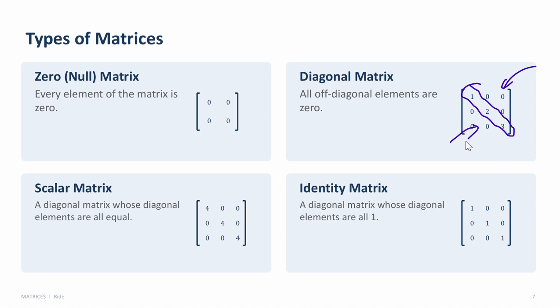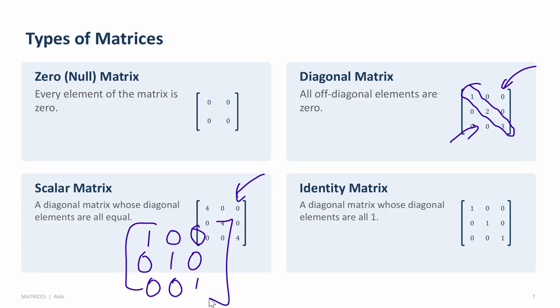If I talk about a scalar matrix, so a diagonal matrix whose diagonal elements are all equal. So it is a scalar matrix, right? Can you see that we have basically all the non-diagonal elements to be 0 in this matrix and all the diagonal elements are the same, which is 4? So this is a scalar matrix. Now here it could be also like this: 1 0 0, 0 1 0 and 0 0 1. Okay, so this is also a scalar matrix.